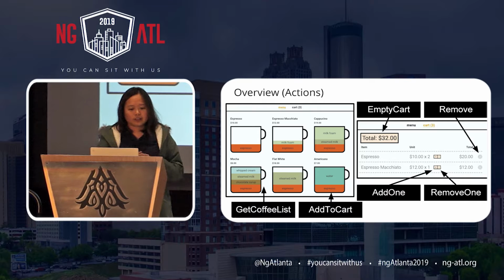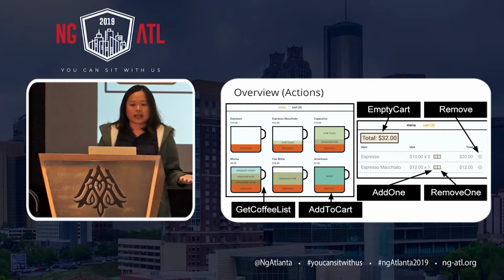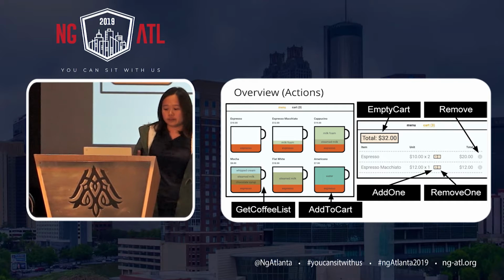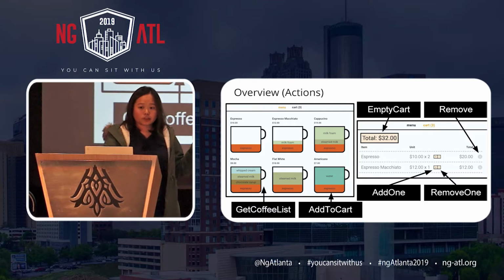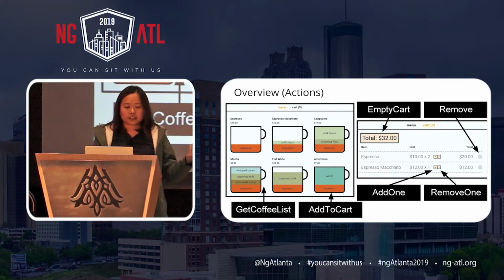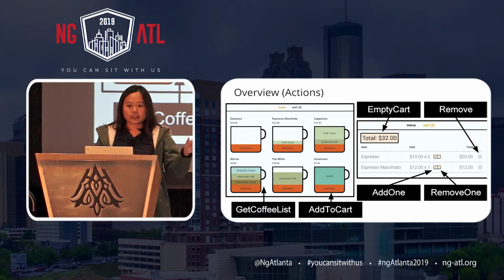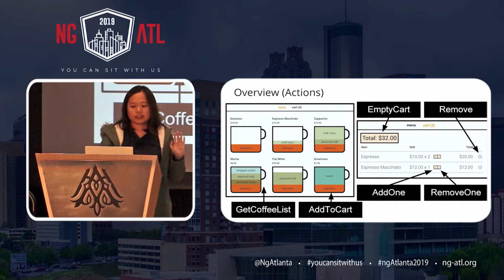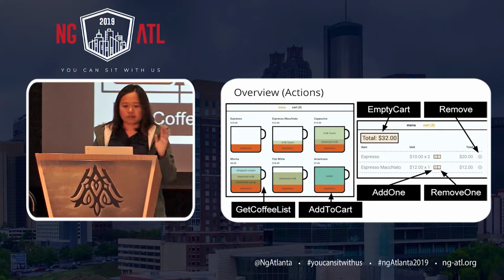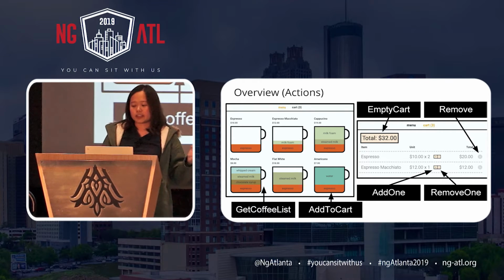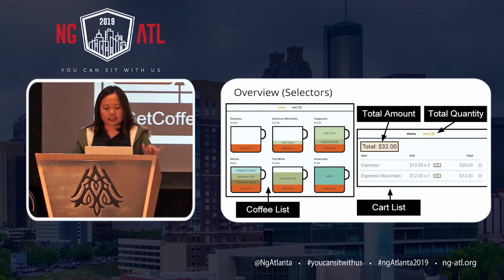Okay? Now look at these two pages again. What are the actions, or the activities, that the user or the page can do? The first thing would be get coffee list, so we have an action to get the coffee list. We have an action to add to cart. Whenever we add to cart, we pass in the coffee name and trigger an action to add that into the cart. And we have an empty cart action, which doesn't take any parameter. When you click on that, it will clean your cart and make it empty. You also have actions to add one cart item into the cart and remove one cart item from the cart. Also, we have one more action, which totally removes the items from the cart. So we have six actions.